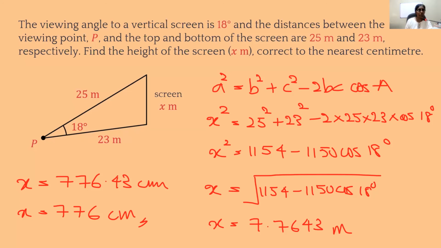At the same time, teacher, if it comes as 6.5 or more than 5, it has to be rounded and kept as 7. Yes, definitely, that is right. So children, with 776.4, you don't round it up. But if you had 776.5 or 776.6 or something, then it becomes 777. Right?